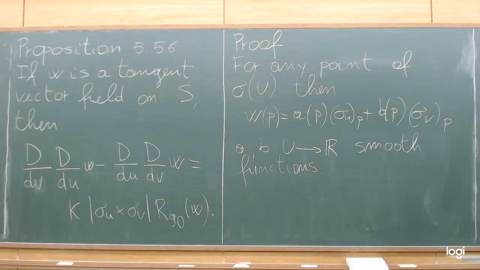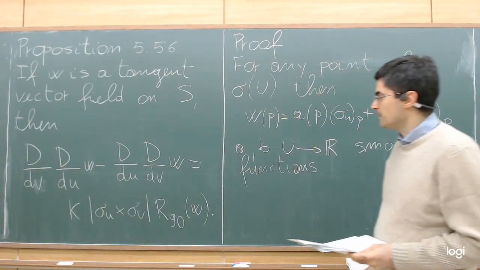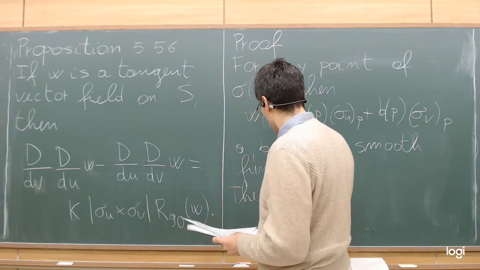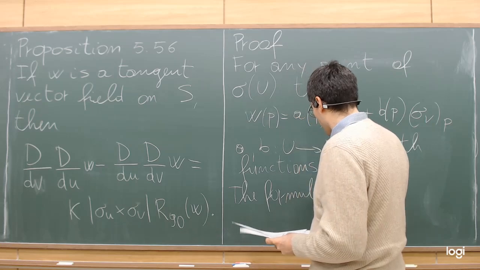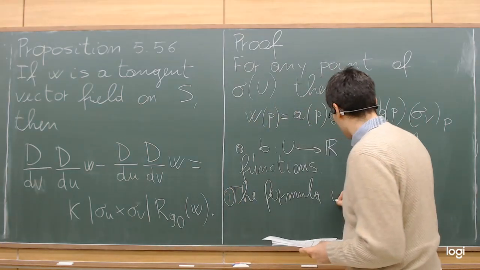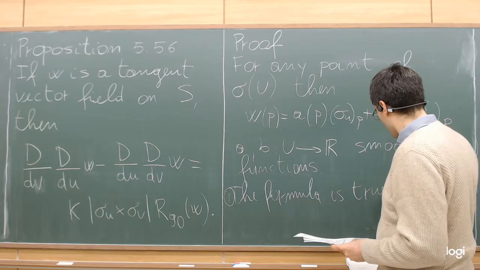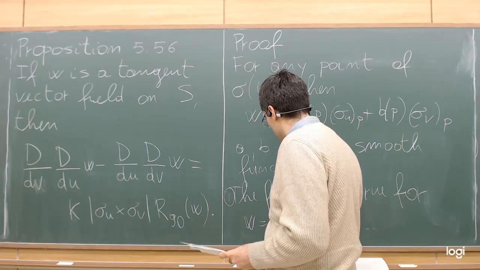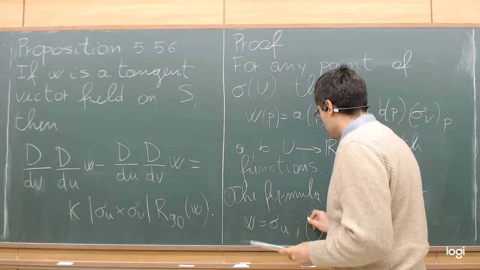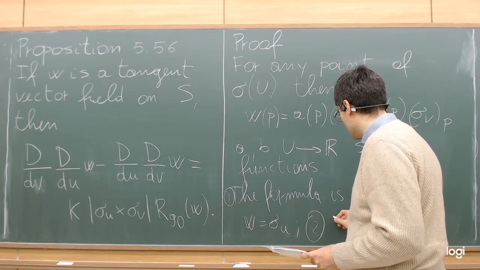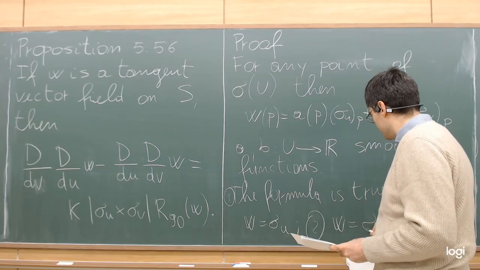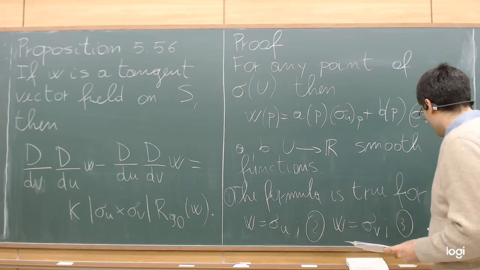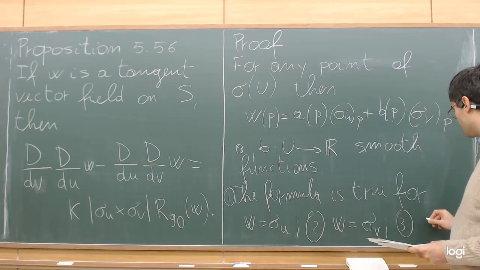The structure of the proof is the following. First, we prove that the formula is true for W equals sigma u. Second, the formula is true for W equals sigma v. And third, the formula is true for any W.